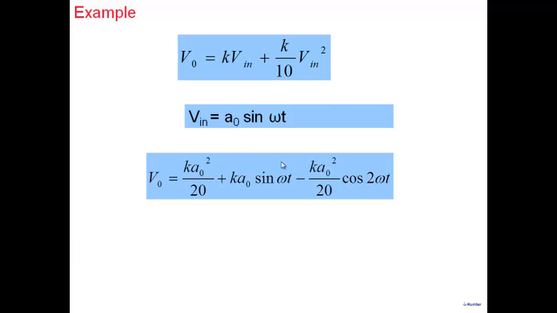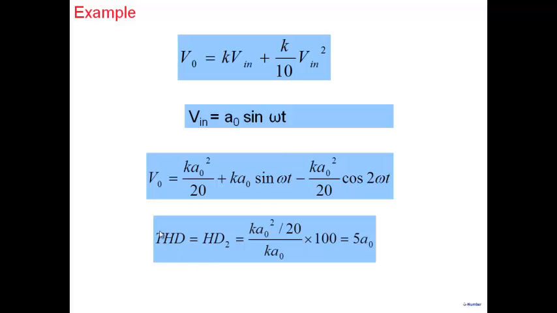So in addition to a sine term, the fundamental, I get a 2 omega term here. And so I only get second harmonic distortion. My total harmonic distortion is equal to second harmonic distortion, which is equal to K A0 squared by 20 divided by K A0, and that's equal to 5 times A0 percent. So that's my harmonic distortion. The DC part doesn't matter for me because I can easily filter it out. What bothers me is the fact that I've put in a fundamental and I get 2 omega as well.